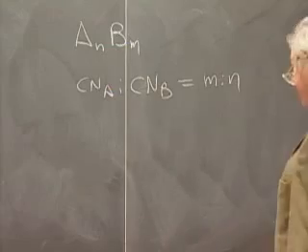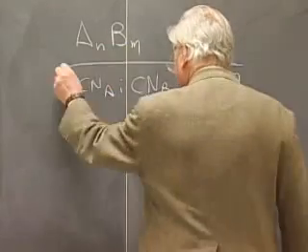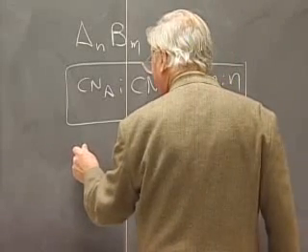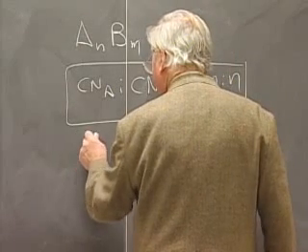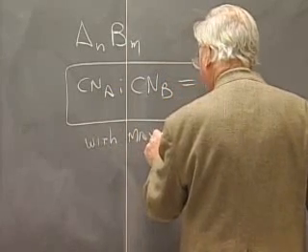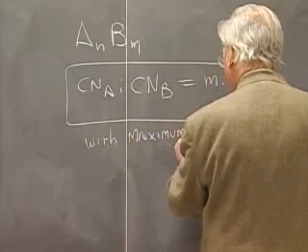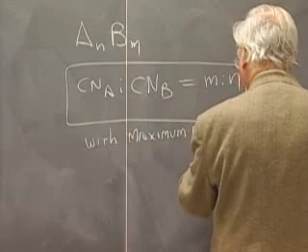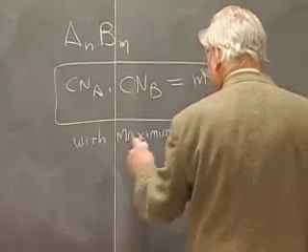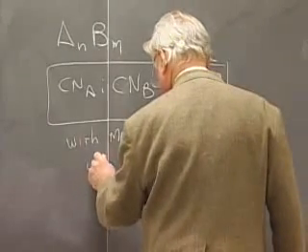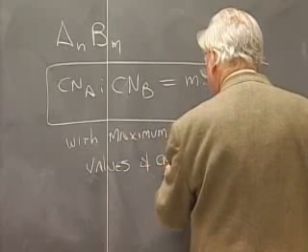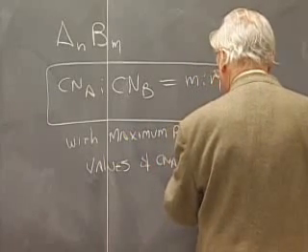And the more ions of one charge that we can pack around the other, the lower the energy will be, and therefore the coordination numbers will be the maximum permitted values of CN_A and CN_B, subject to the constraints of radius ratio.